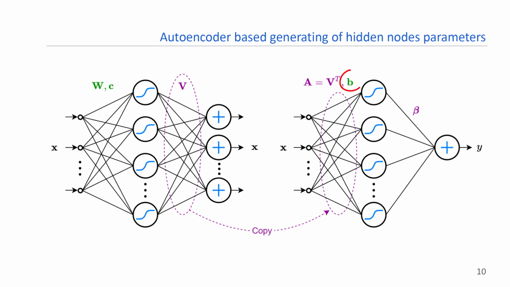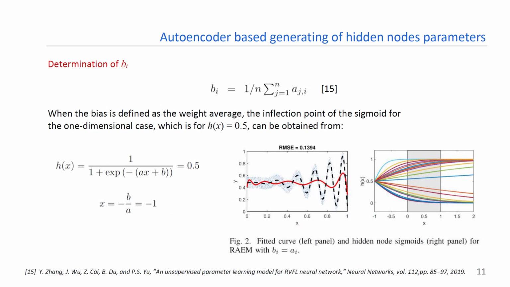As for the biases of hidden nodes B, it is hard to find in the literature how they are selected in this unsupervised approach. The exception is this work, where the authors suggest calculating the bias for a node as the mean value of this node's weights. Let's look at this case from the perspective of activation function distribution in the input space. When the bias is defined as the weight average, the inflection point of the sigmoid for the one-dimensional case, which is for h equal to 0.5, can be obtained from this equation. Thus, the inflection points of all sigmoids are at x equal to -1.